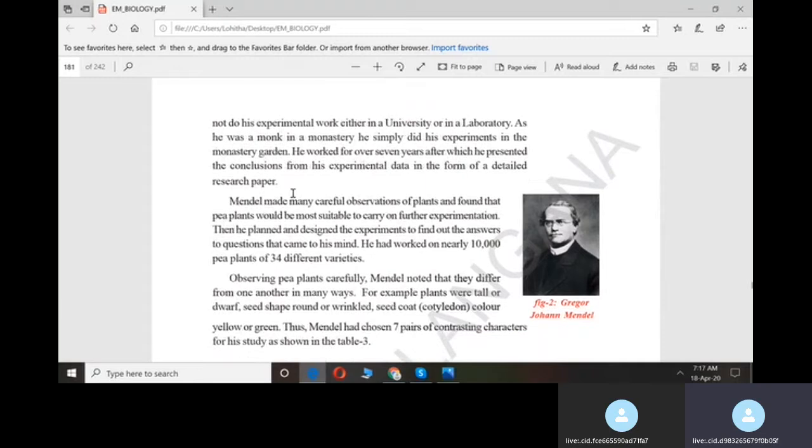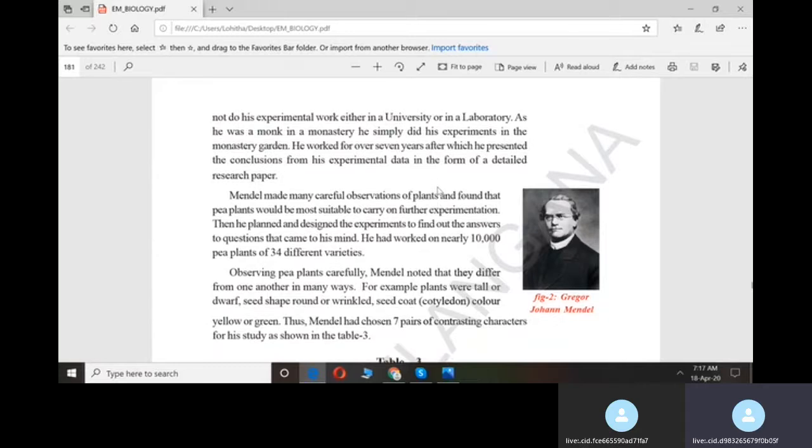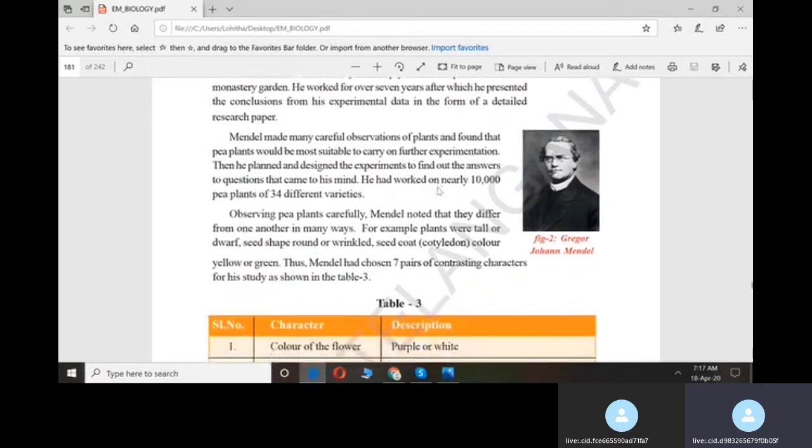At that time, there were no microscopes. Even though there were no microscopes, he worked for several years, over 7 years, and presented his conclusions and experimental data on the pea plants. He chose the pea plants. He made many observations of the plants and found that pea plants were more suitable for experimentation.